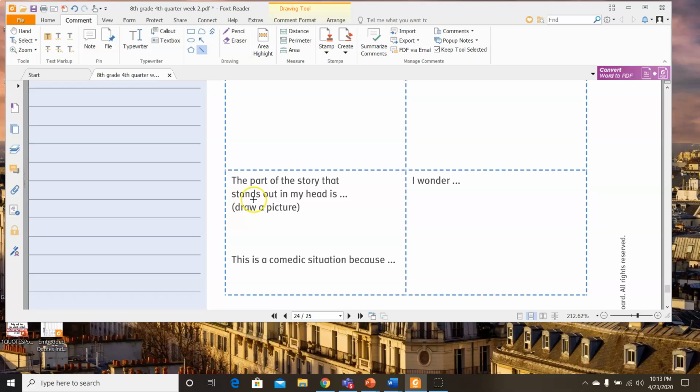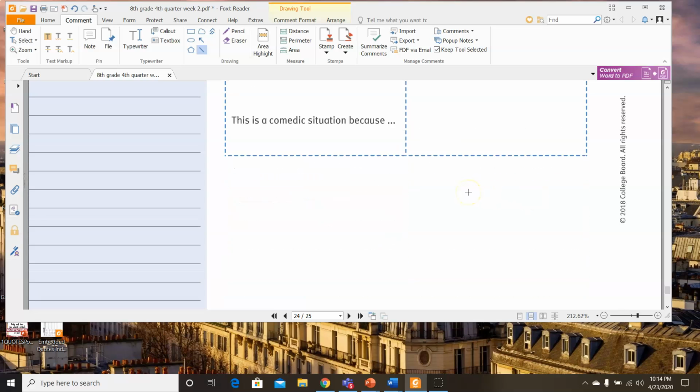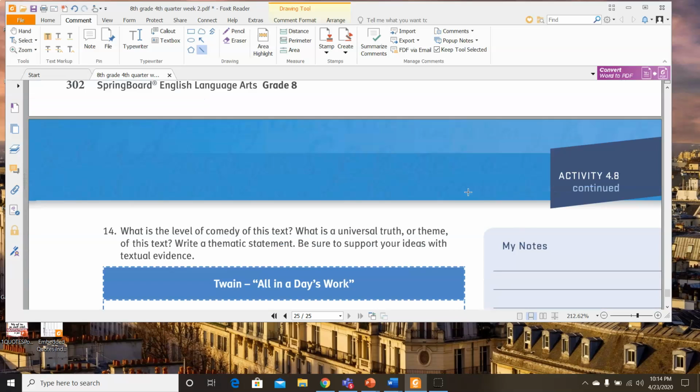The part of the story that stands out in my head is, it says draw a picture. You could just copy and paste a picture from the internet that pops up into your head when you think of whatever part of the story. And this is a comedic situation because, and then you would explain why that part is funny. And then I wonder would be a part of the story that you wonder about.